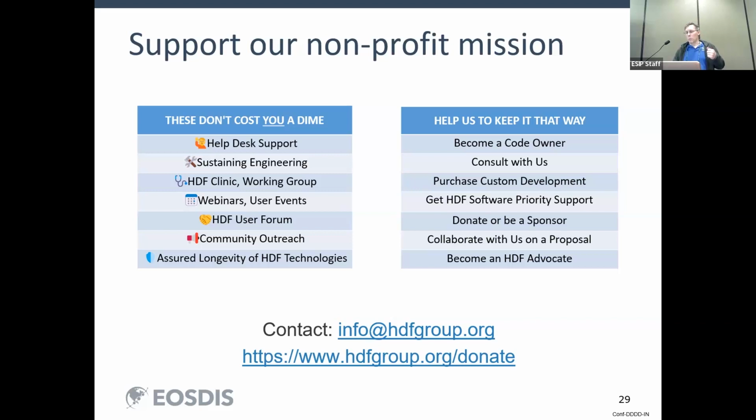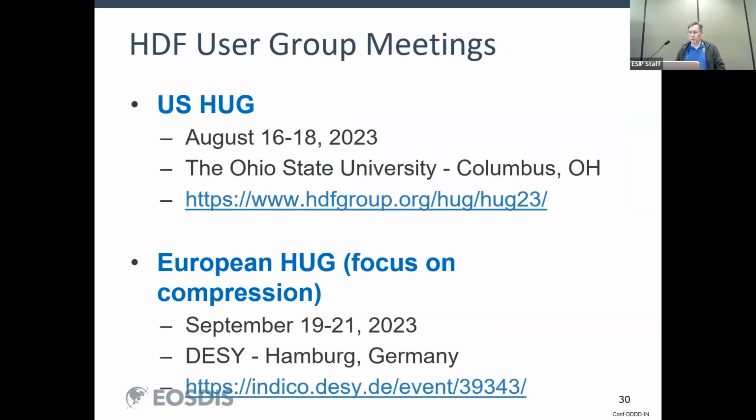We also require people's time and expertise. Ways that you can help us: become a code owner. If you're really interested in the library, talk to me. Consult with us. You can purchase custom development if you need features. We do priority support. You can donate, become a sponsor, and collaborate with us on proposals. We're more than happy to go in with people on research grants, and just become an HDF advocate. There's contact information on there. You can talk to me if you'd like to work with us.